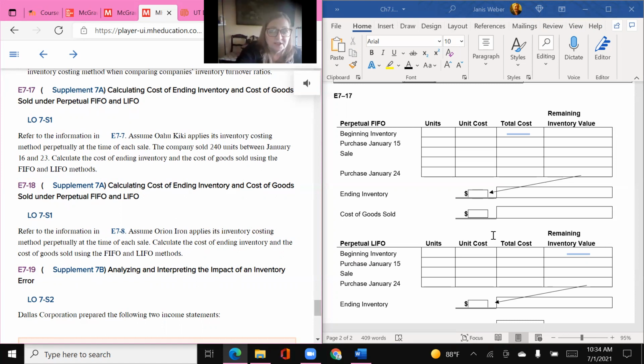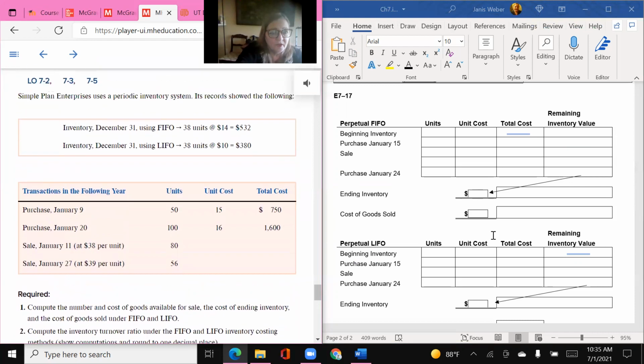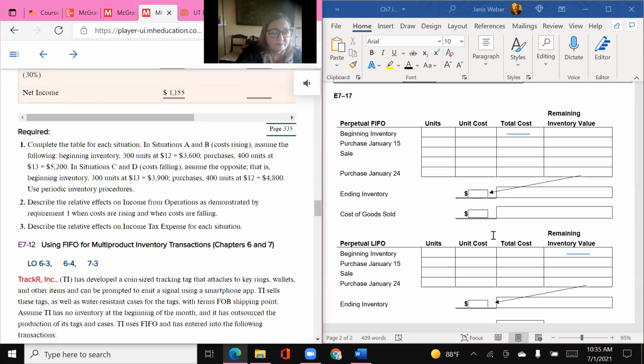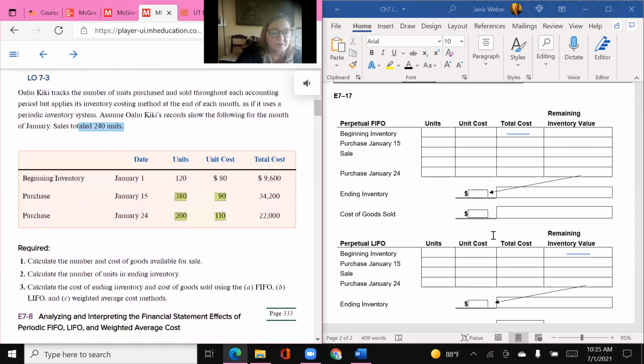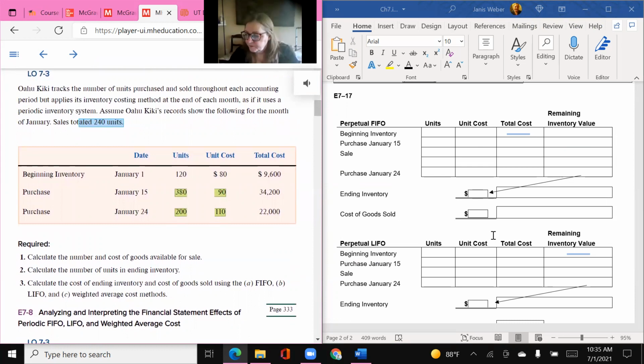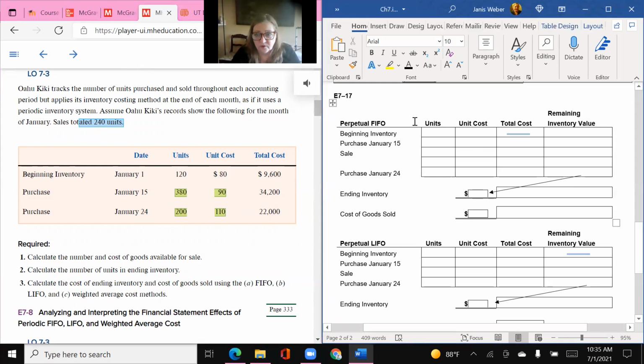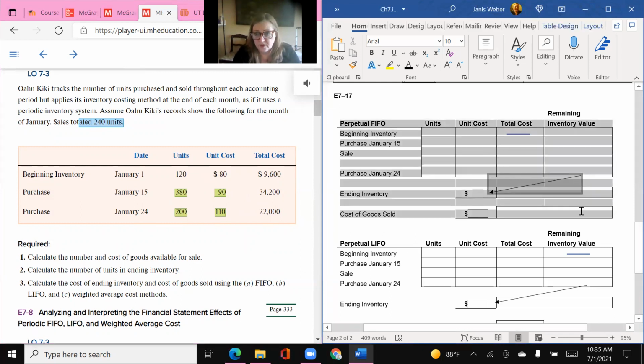So this is the same problem we just did based on the periodic method, and they're going to flip it to the perpetual. So I'm going to go back up to the data set for 7.7. All right, so the sale happened between the 15th and the 24th. So right in here, when the sale happened, when they were at this stage right here, we have to figure out what our inventory is. So I'm going to go ahead and reveal this so we can just work through it.